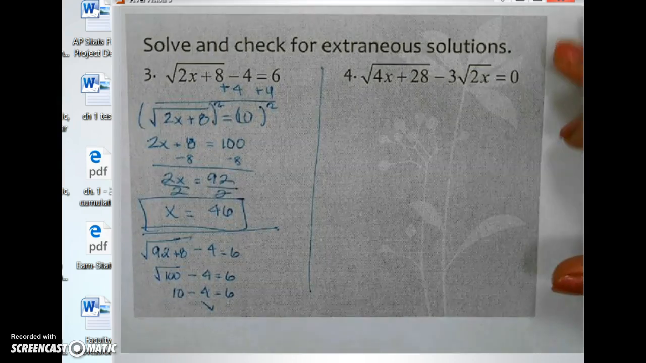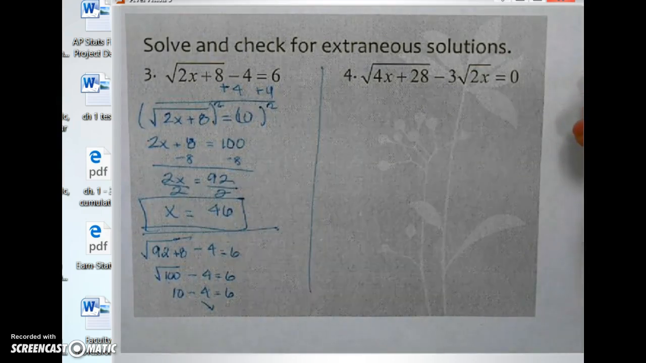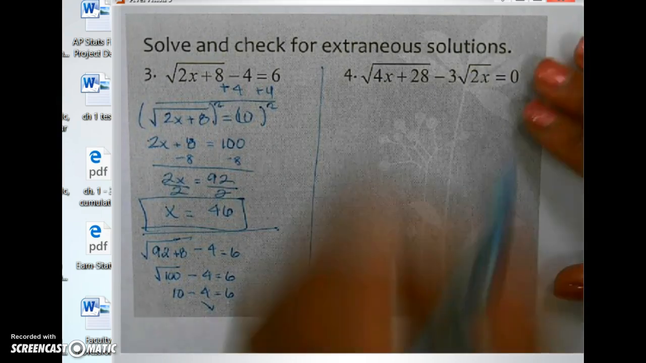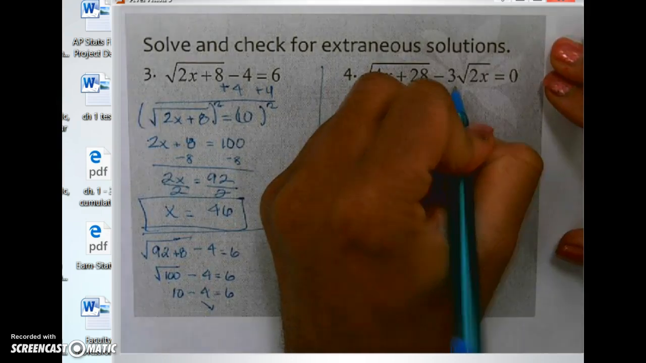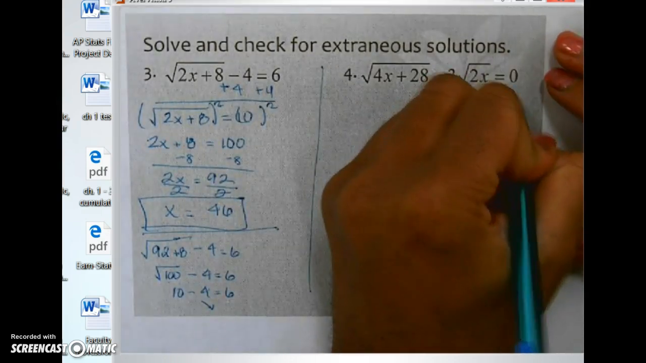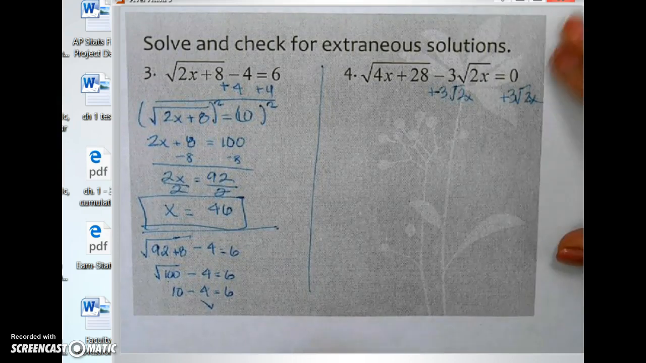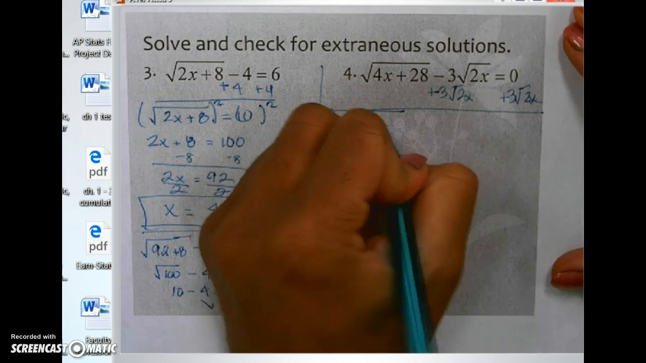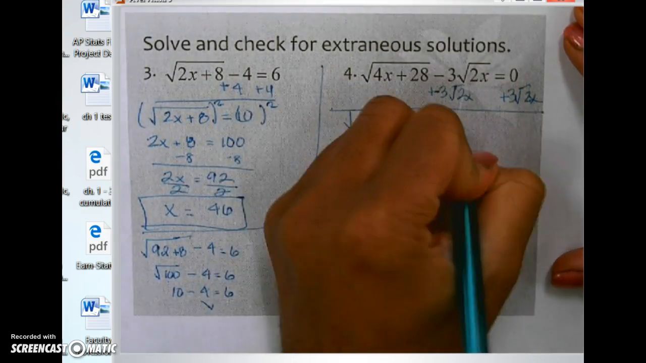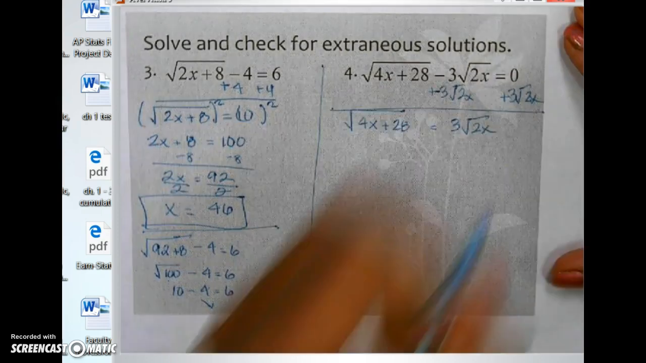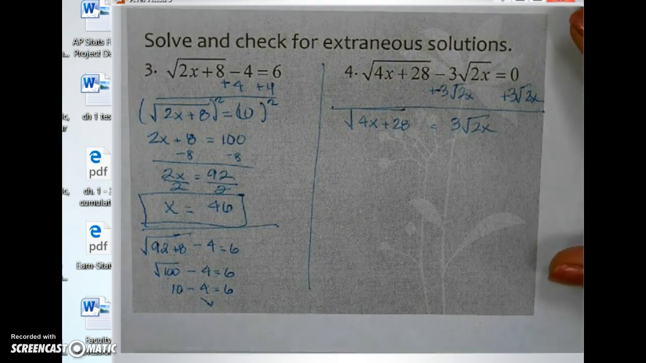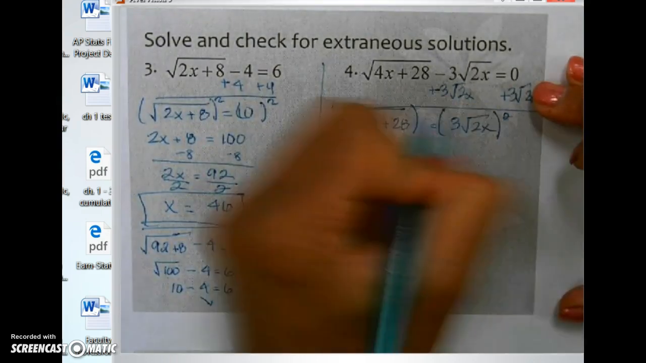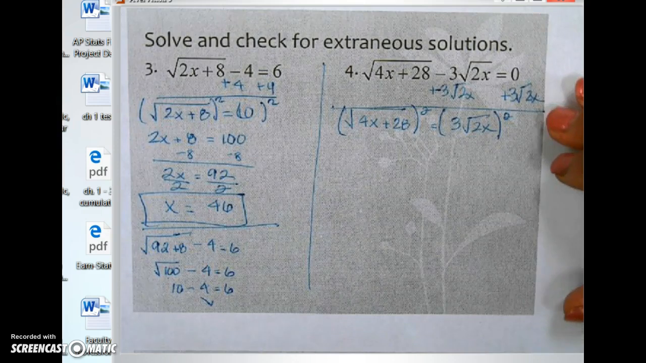All right, now this one looks a little bit different. It's because you have two different radicals. Them together is trouble, so we're going to separate them right now. So I'm going to add 3 radical 2x on both sides, and now I have the square root of 4x plus 28 is equal to 3 radical 2x. Are we done yet? Absolutely not. Now I want to square both sides to get rid of these radicals. So I'm squaring and I am squaring.